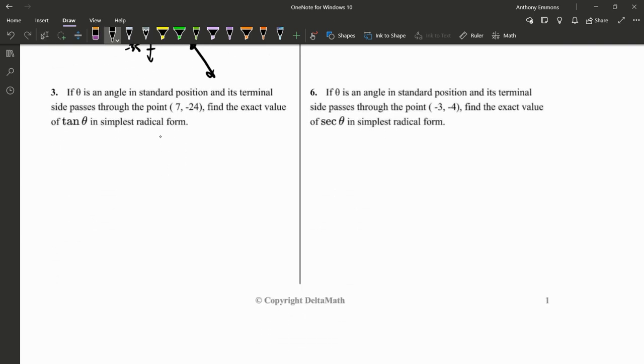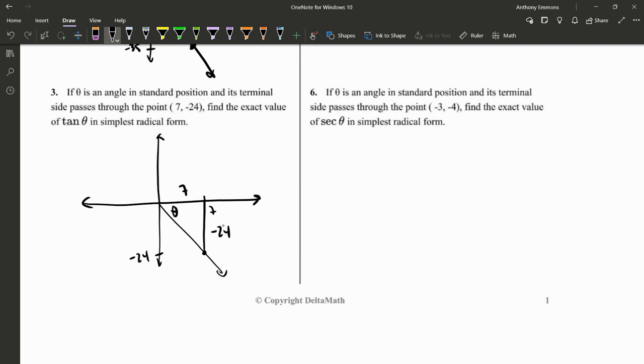I can do number 3 if you need another quick example. Okay, 7, -24. There's our point, theta. Draw our triangle. That's 7. This is -24. Tangent of theta. Oh man, I was hoping this was, because is this not 7, 24, 25? Is that a Pythagorean triple? Yes, it is. So I was hoping they'd ask for something else.